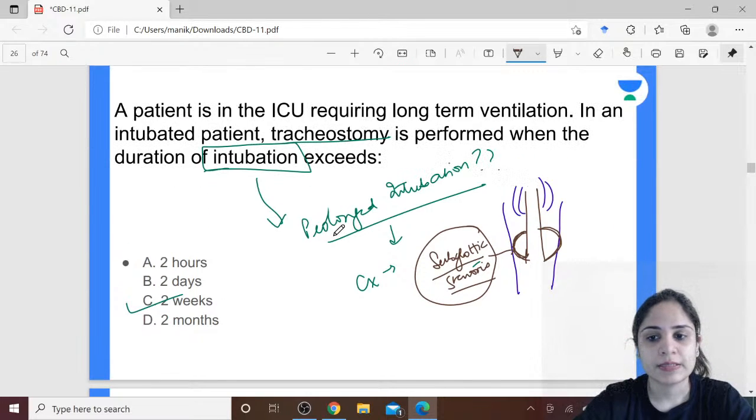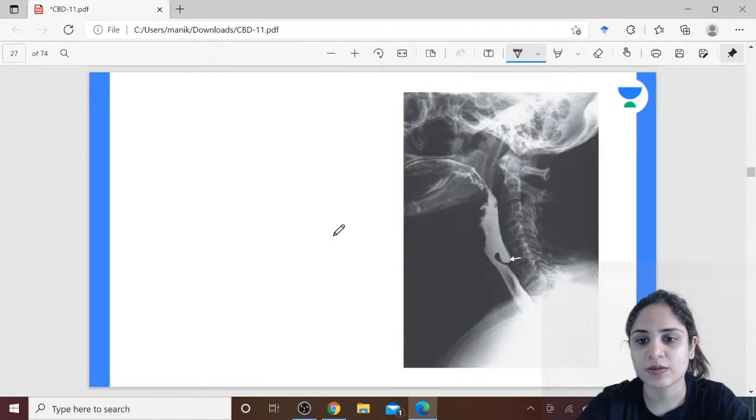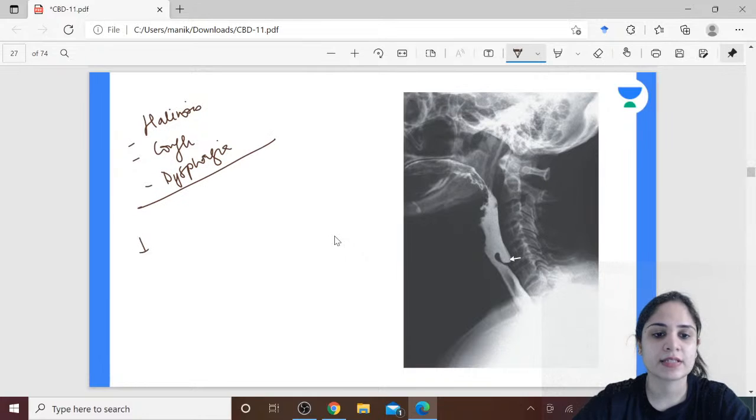So with this we complete the case based scenarios and now we will be moving towards just picture and diagnosis. All of these are surgical images that I want you guys to diagnose for me. So there is this patient who comes to me with halitosis and cough whenever he is eating, and he is complaining of dysphagia. Identify the condition in this patient. Tell me the best investigation that can be done to identify this condition and what is the treatment.